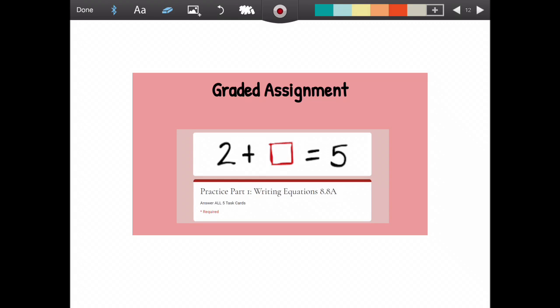First, we talked about the graded assignment that was due today. It's called Practice Part 1, Writing Equations 8.8a. The form looks like this. All you had to do was enter your class period, your name, and your student ID, answer those 5 questions, and click submit. If you haven't done so, make sure you get that completed, and let's move on to example number 1.